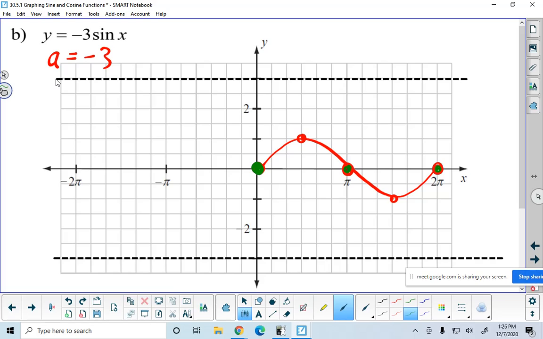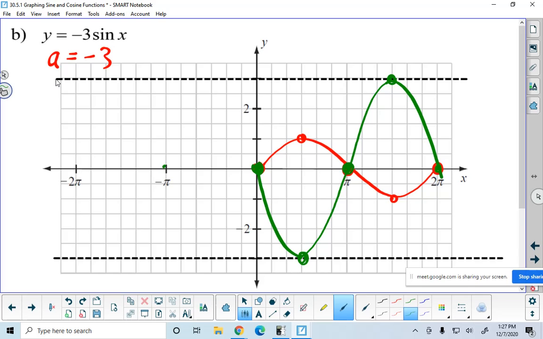If that 3 in the question were not negative, then it would start at the origin and go up. But because it's negative, it reflects that process, which means it's going to start at the origin and go down to its lowest point, and then back up to the middle, and then up to its highest point and back down to the middle. So this is what y equals negative 3 sine of x looks like.